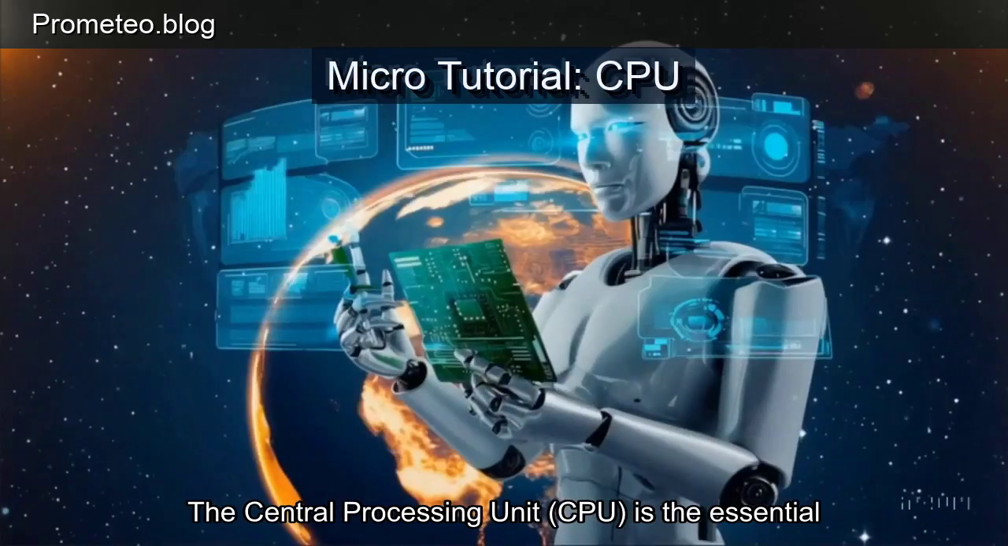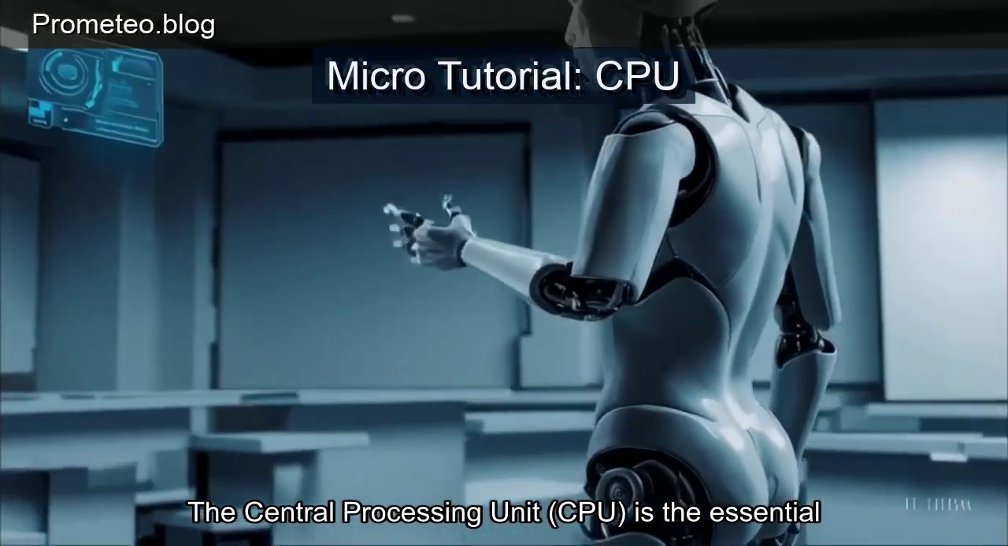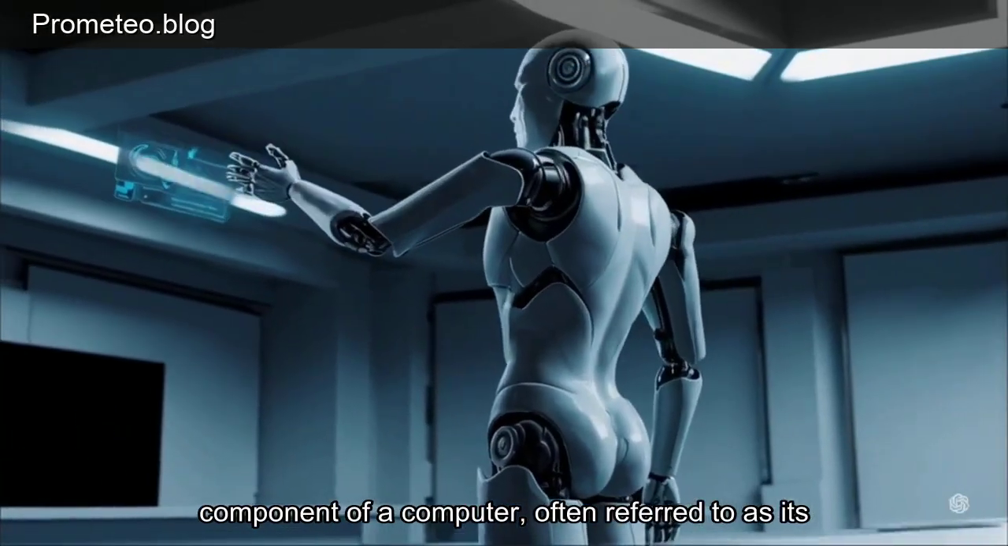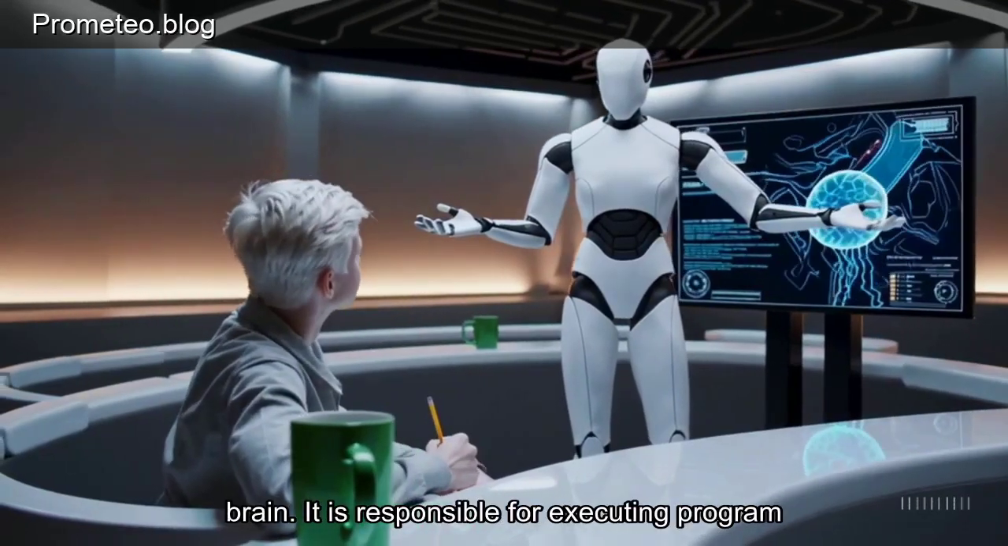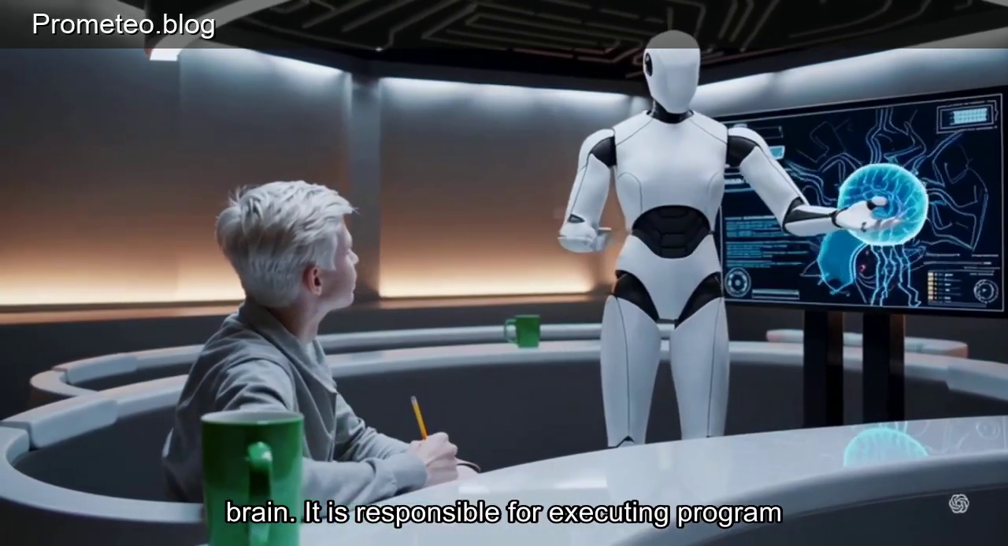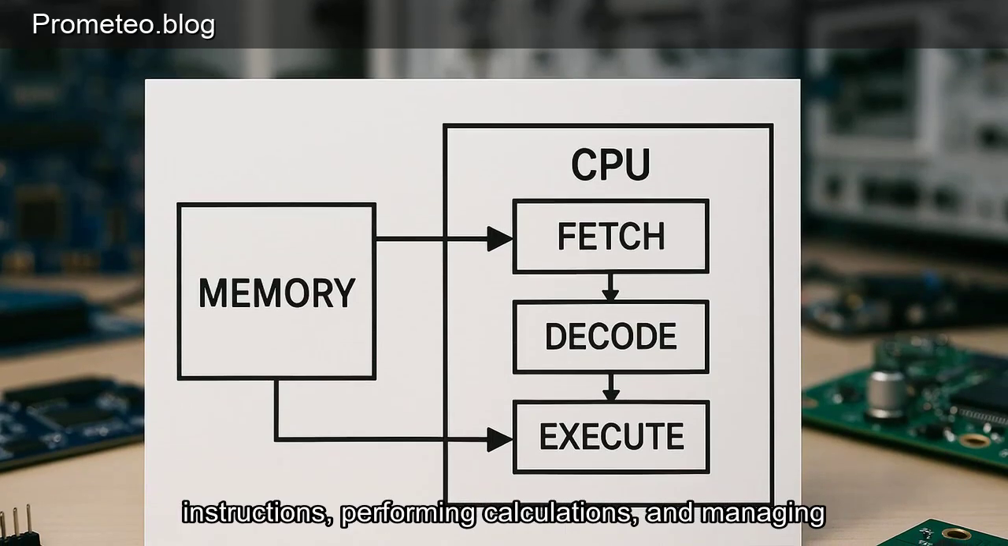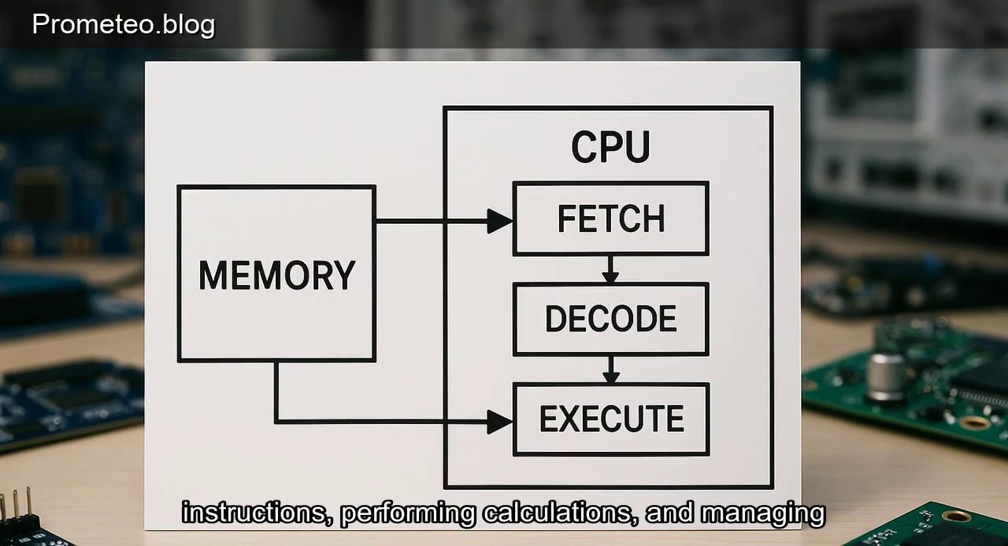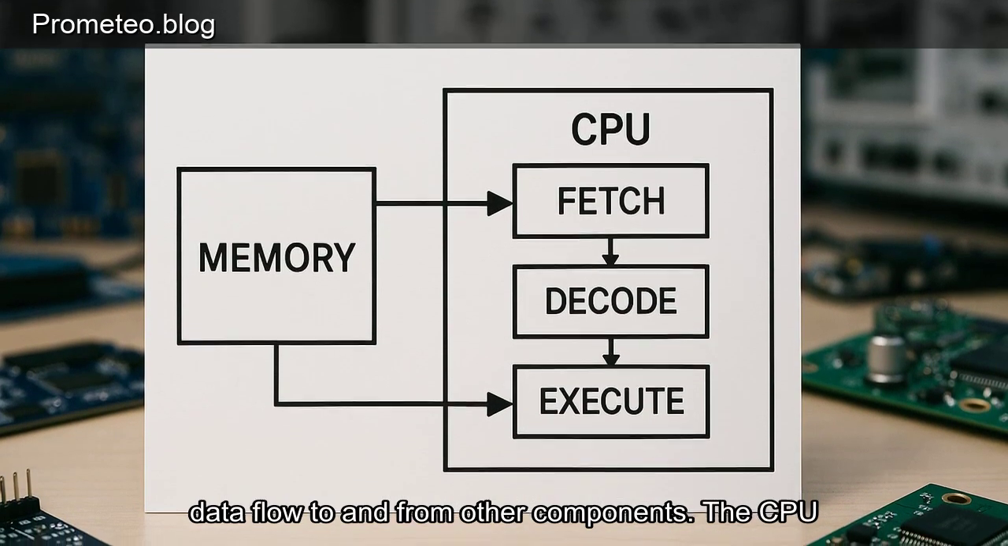The central processing unit, CPU, is the essential component of a computer, often referred to as its brain. It is responsible for executing program instructions, performing calculations, and managing data flow to and from other components.